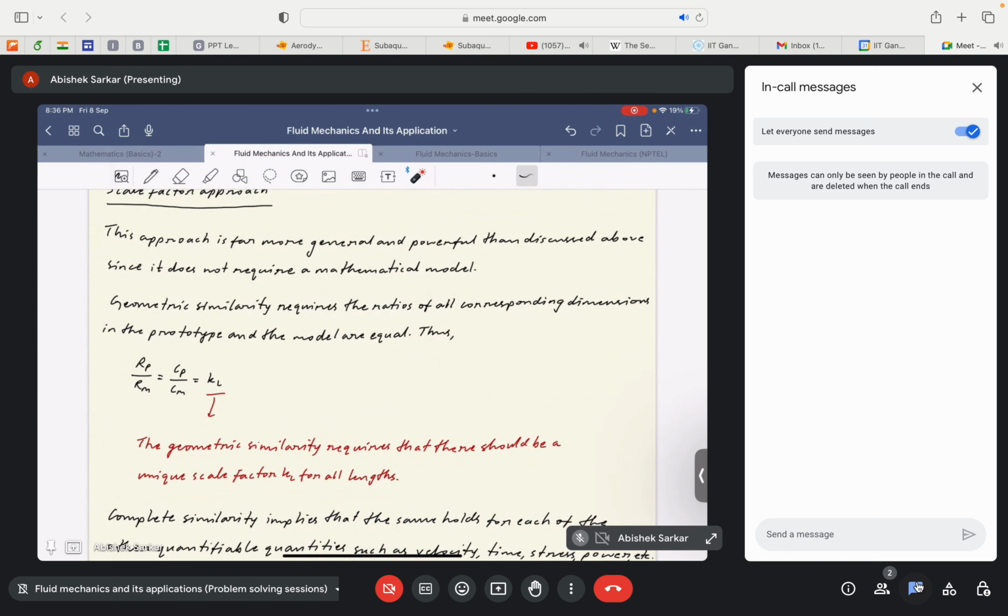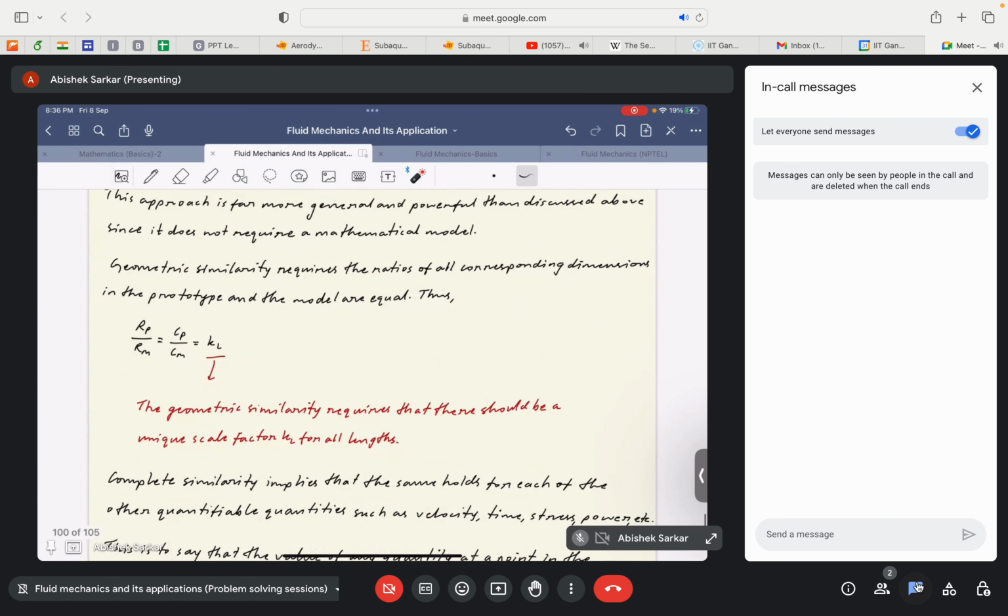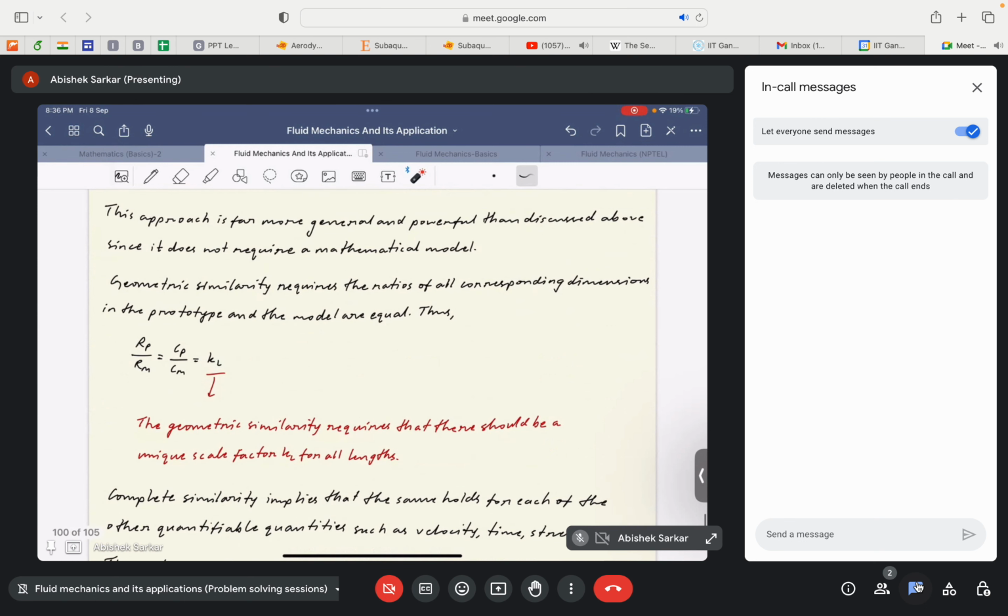And this approach is far more general and powerful than what we discussed previously, because in that case we are just dealing with three non-dimensional numbers that we got from non-dimensionalizing the equation, assuming that the length scales and the velocity scales would remain same for all the three independent coordinate directions, right?